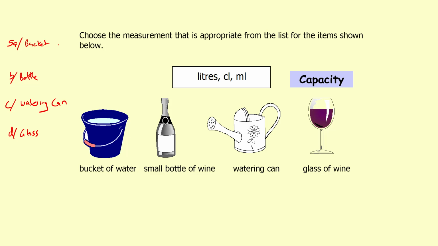Well, the bucket, that holds liters. The bottle, it holds centiliters, so CL. Watering can, same sort of size as a bucket really, that's going to hold liters as well. And our glass of wine, our smallest unit, milliliters. Hit pause, do your corrections. When you're ready, hit play again.